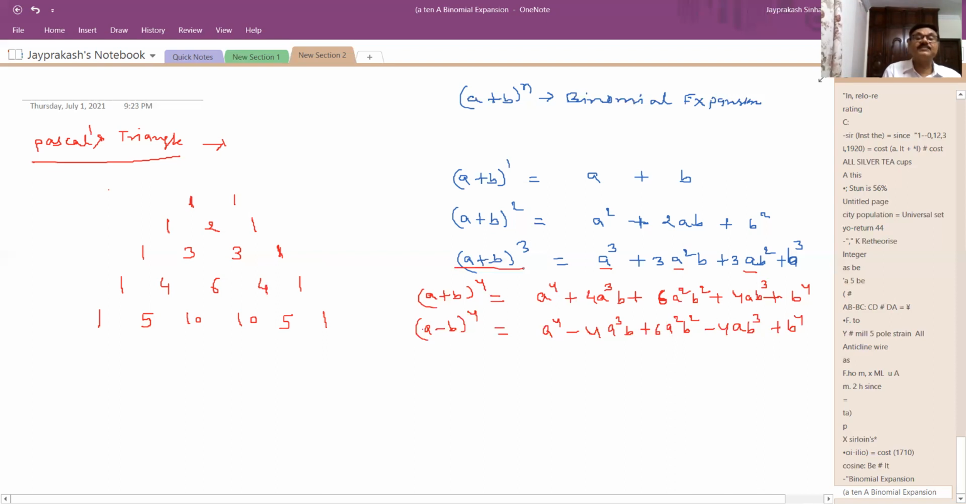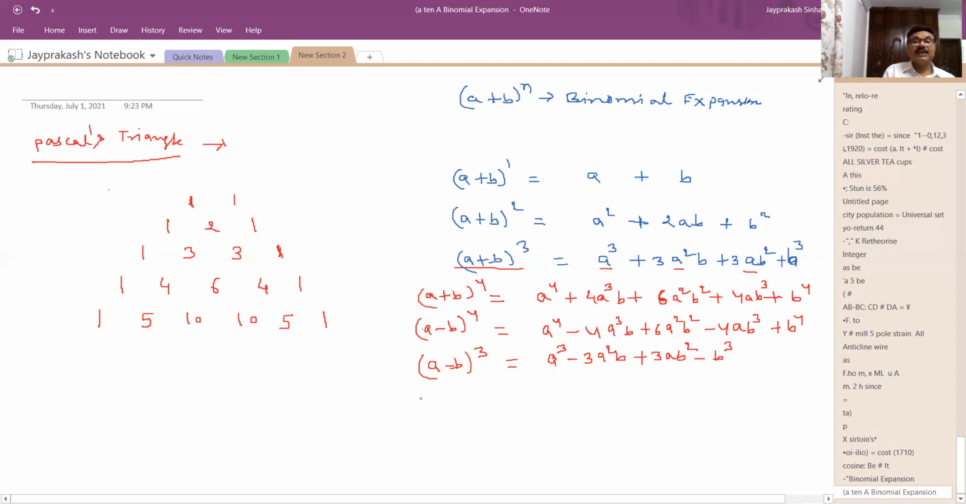Similarly, if I ask you, write the expansion of (a - b) whole cube, what will you do? Start from the beginning. Write a cube with positive sign. Then the next term will be written with negative sign, minus 3a square b. Again positive, plus 3ab square. Then again negative, b cube. It means you have to change the signs alternately, but start with a positive sign.